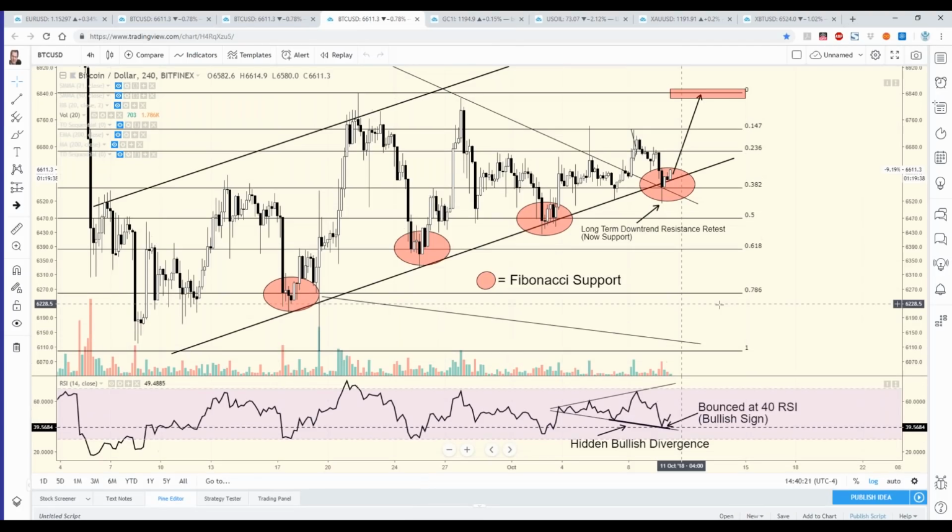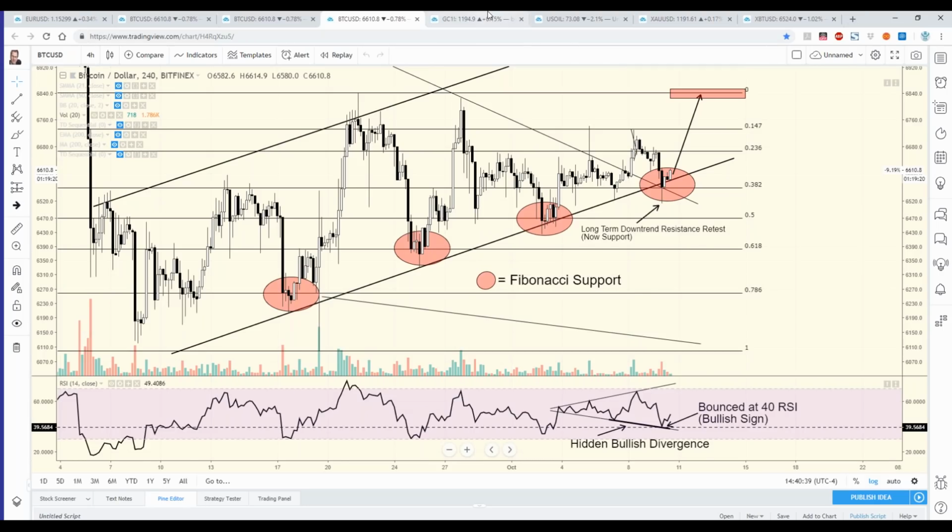Now here is Bitcoin again, and we've just added Fibonacci levels on there. Now we have whole classes of Fibonacci. Fibonacci retracement levels help us interpret a trend and give us price levels that we should expect a bounce or a retracement to bounce off of.